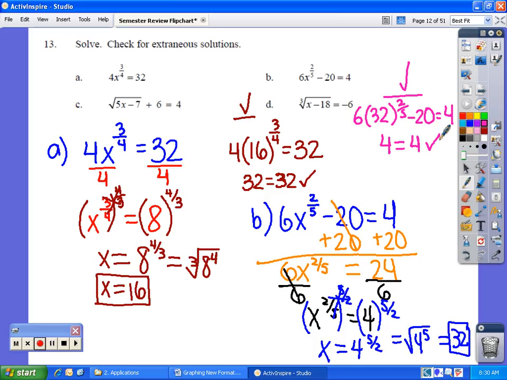Okay, I hope everybody has both A and B written down on their paper, because I have to erase it to make room for C and D.